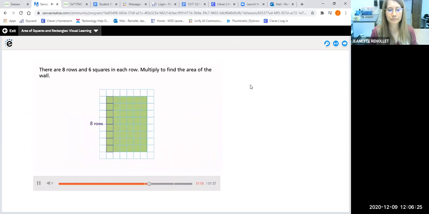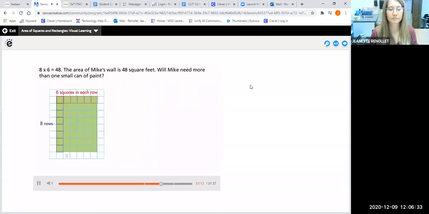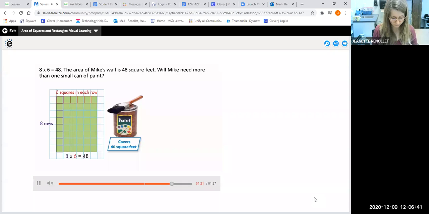There are 8 rows and 6 squares in each row. Multiply to find the area of the wall. 8 times 6 equals 48. The area of Mike's wall is 48 square feet. Will Mike need more than one small can of paint?